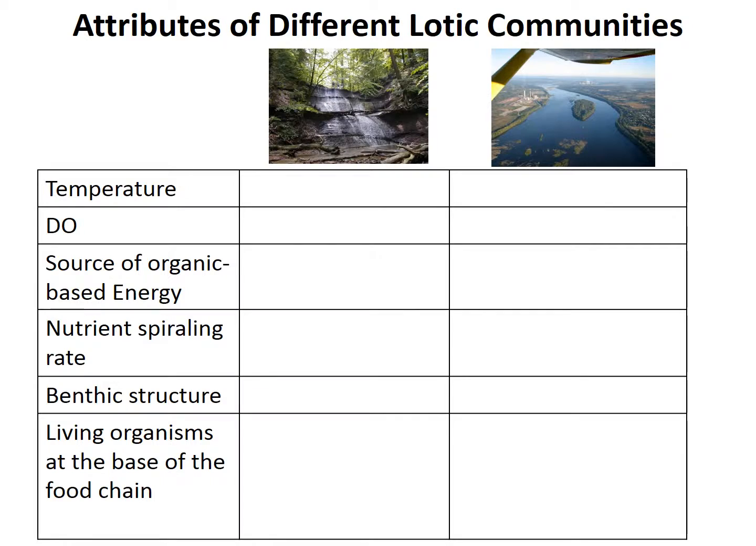So let's look at these properties and compare a first order stream to, say, an 8th or 9th order stream. And we'll look at the differences between temperature, dissolved oxygen levels, the source of nutrients for that stream, nutrient spiraling rates, the benthic structure, and the living organisms that are at the base of the food chain in a first order versus like an 8th order stream. So let's think first about temperature. How would you think temperature would differ between a first order stream and an 8th order stream?